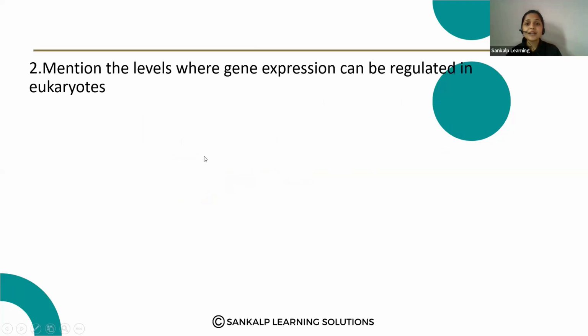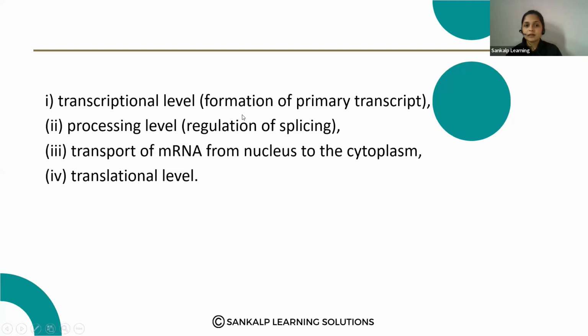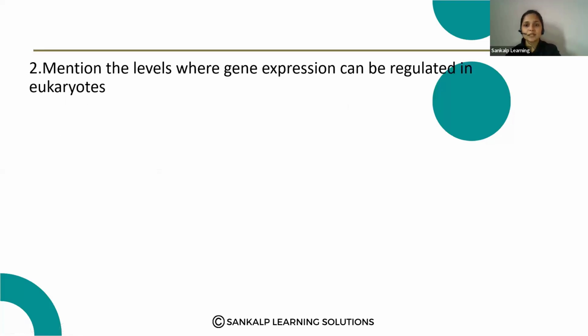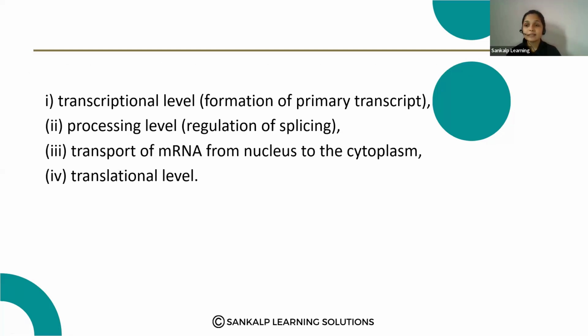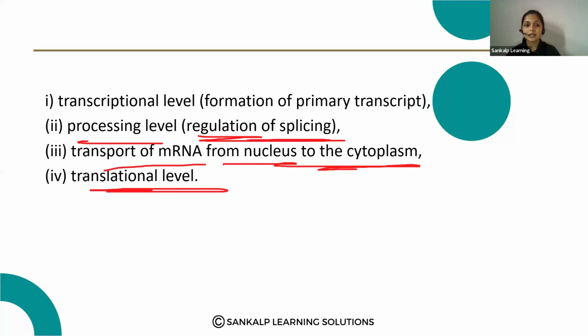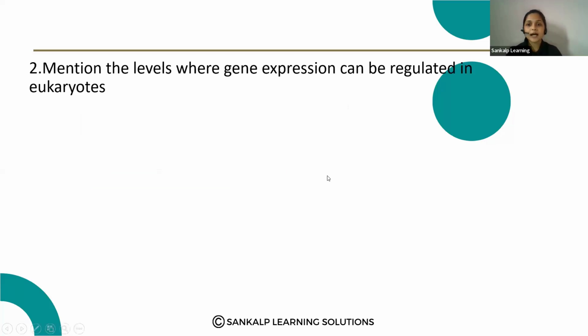Mention the levels where gene expression can be regulated in eukaryotes. Here the answer is the transcription level, then the processing level, so regulation of splicing, transport of the mRNA from the nucleus to the cytoplasm, and the translation level. At these levels, gene expression can be regulated in eukaryotes. One of the very important questions.